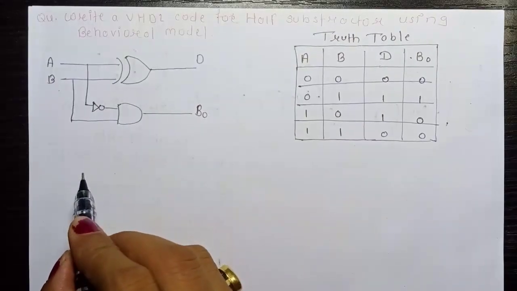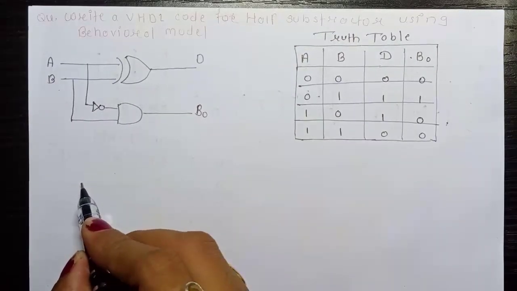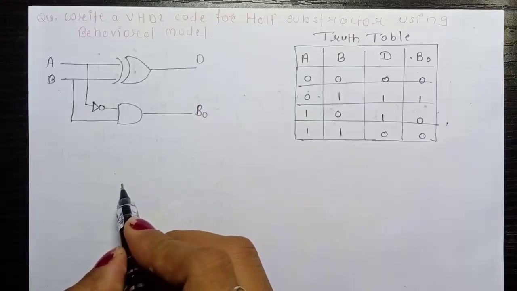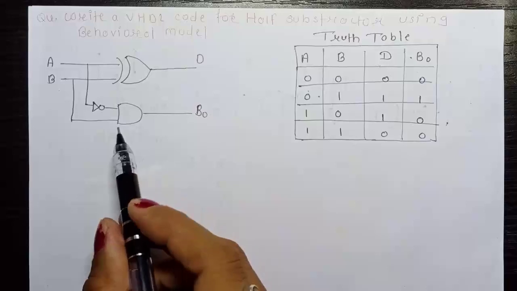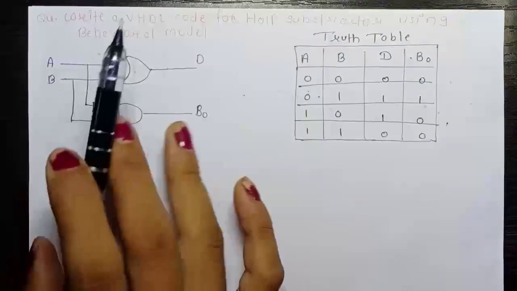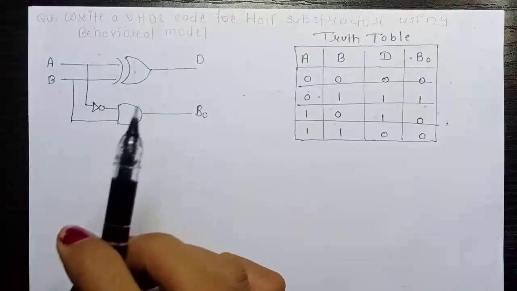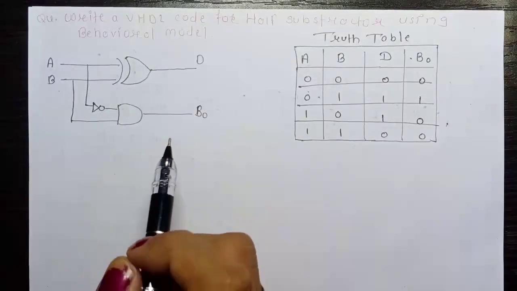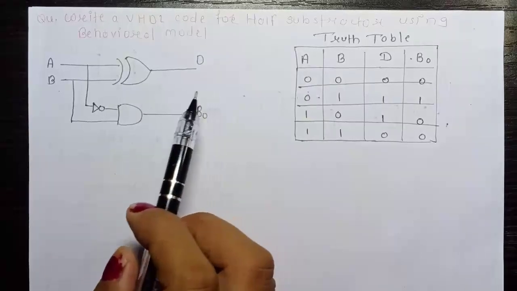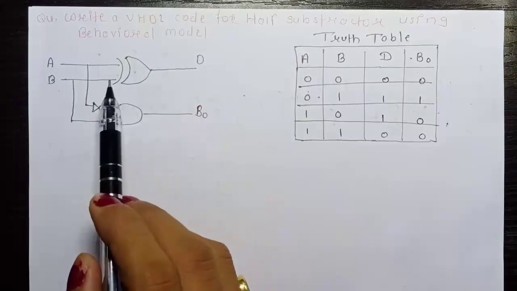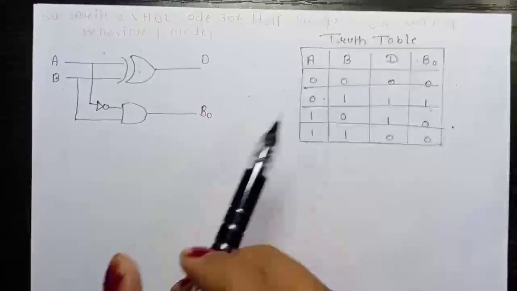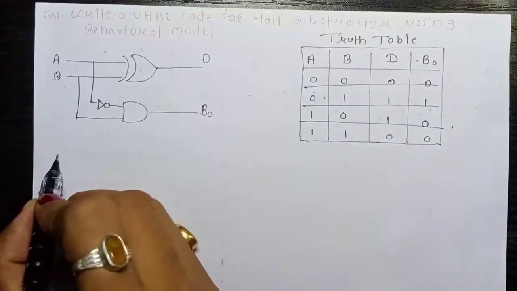Now the next step is to write a VHDL code for half subtractor. Writing a VHDL code by using data flow model is very easy, because in data flow model we need to consider only the logical expression for this logic circuit. Okay, so now how to write a VHDL code by using behavioral model. When we write a code by using behavioral model, we need to focus on the truth table of the logic circuit. So first step is to declare the entity.